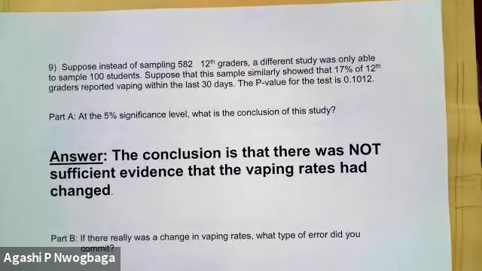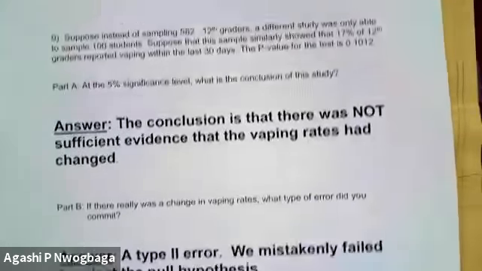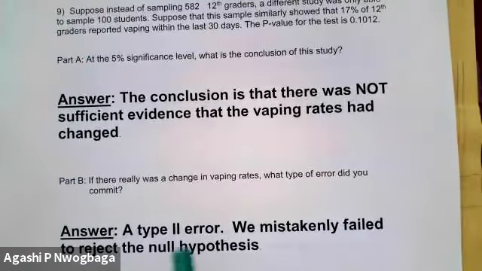B, if there really was a change in vaping rate, what type of error did you commit? It is a type 2 error. We mistakenly failed to reject the null hypothesis. So it is a type 2 error.